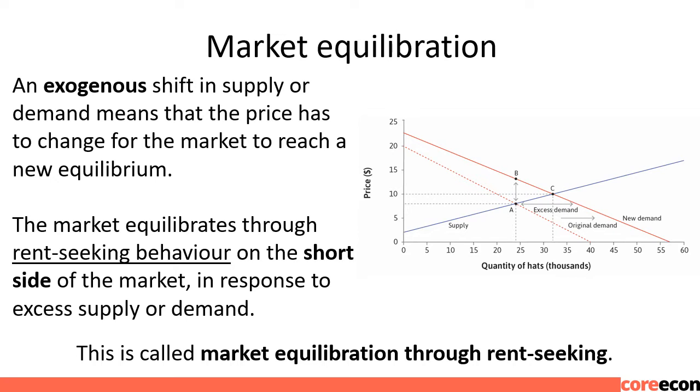More hats will need to be sold at a lower price. As a result, price will begin to come down from the level at B. In response, quantity demanded will increase till the new equilibrium is reached at a price of $10 and quantity of 32,000 hats. This is called market equilibration through rent seeking, which means it is the profit seeking behavior that gets us to the new equilibrium.